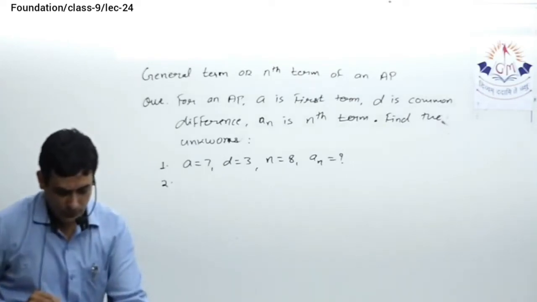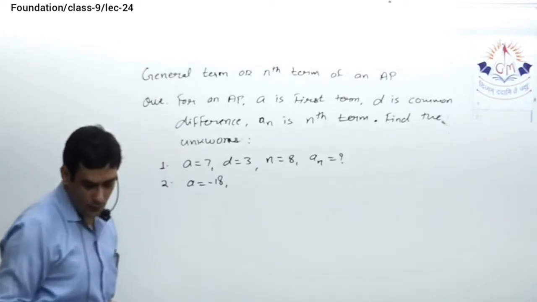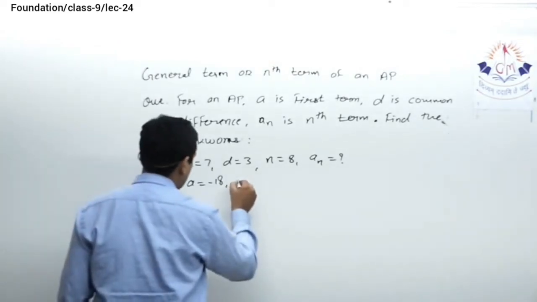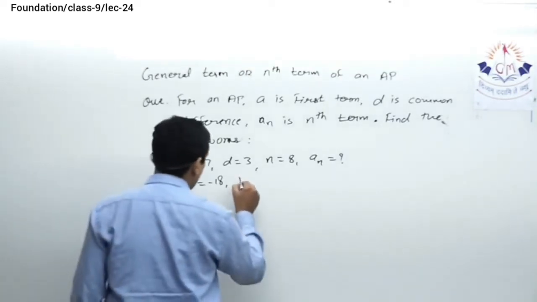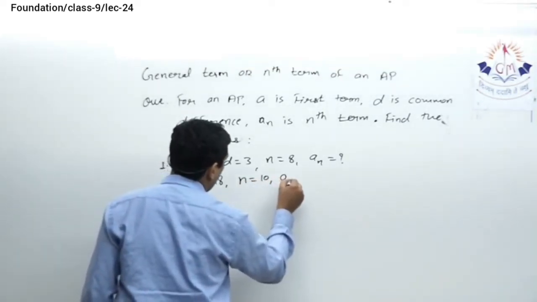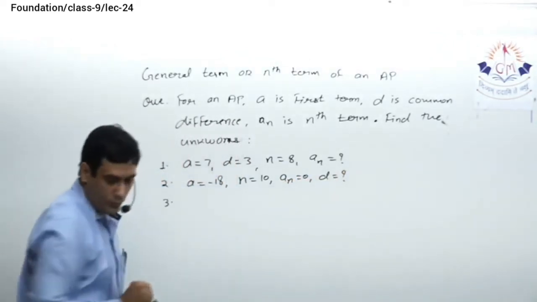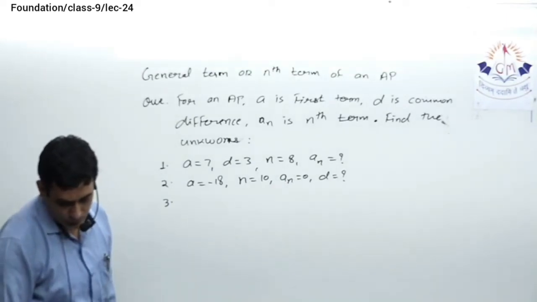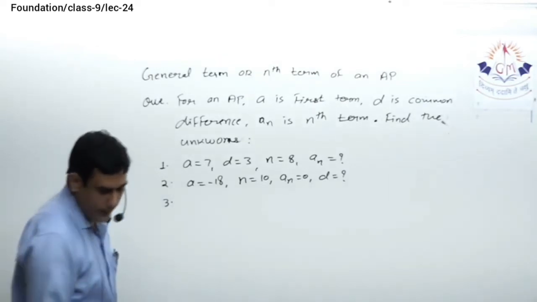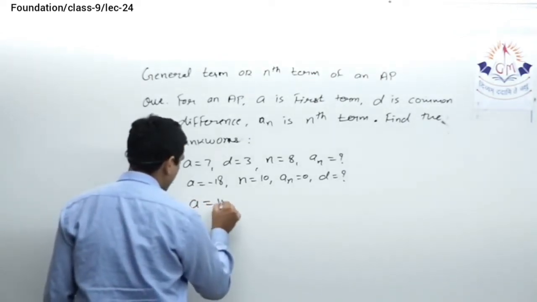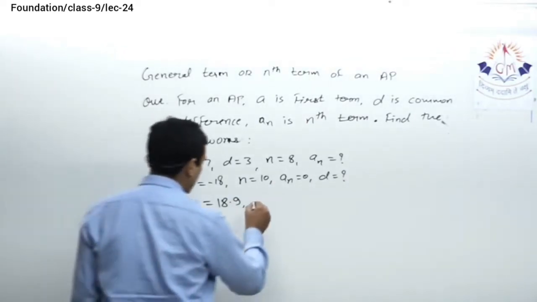Second one: a is minus 18, d you have to find, n is 10, an is 0. Find d. Let me write one more question. Third one: a is minus 18.9, then d is 2.5.